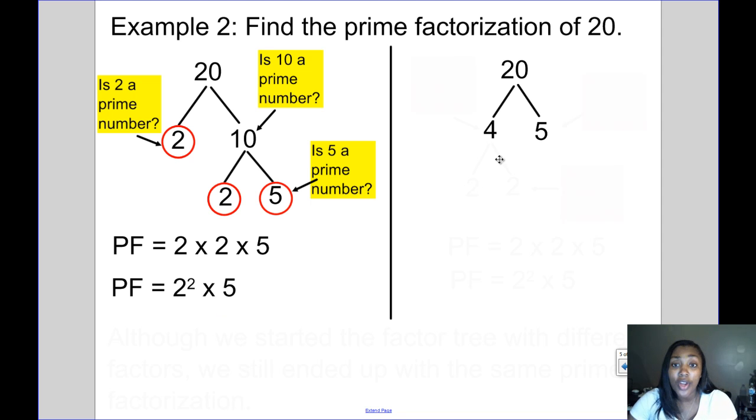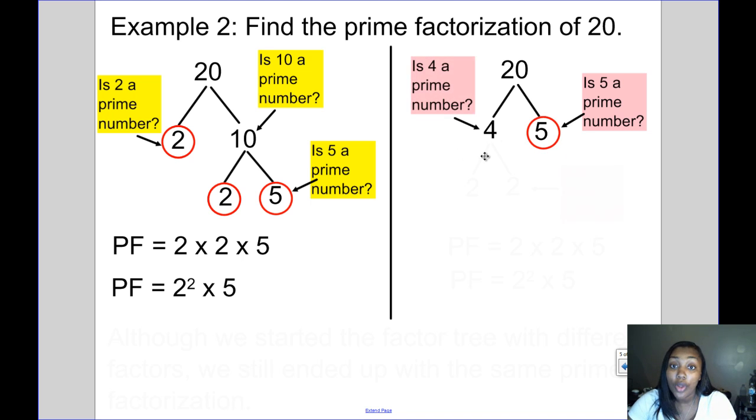So then over here at this factor tree, we started with 4 and 5. So we want to ask ourselves, is 5 a prime number? And we know that 5 only has one factor pair, so yes, 5 is a prime number. So we're going to circle it and stop. Then we want to ask, is 4 a prime number? Well, we know 4 has more than one factor pair, so it's not prime. So that means we draw 2 more branches and keep going.